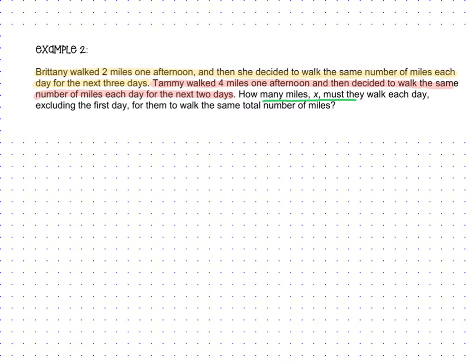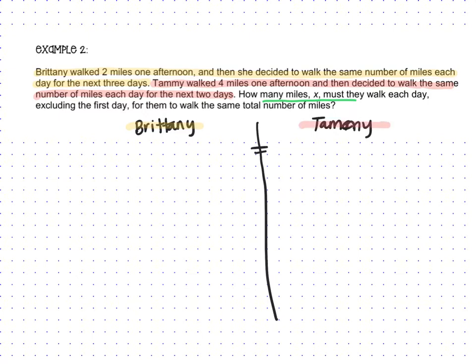So like I said, a good strategy for you to use is to split the problem. Oh, excuse me, Tammy. I'm going to put in my equal sign. I'm going to split the equal sign. And I know that all of Brittany's information is the information that's in yellow. And all of Tammy's information, with my little typo, is the information that's in red.